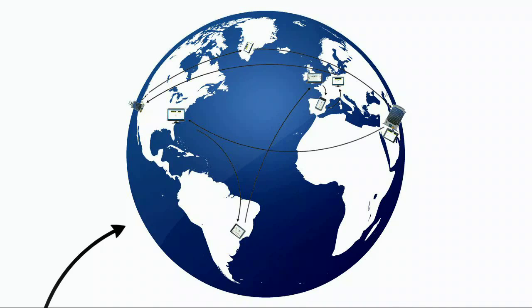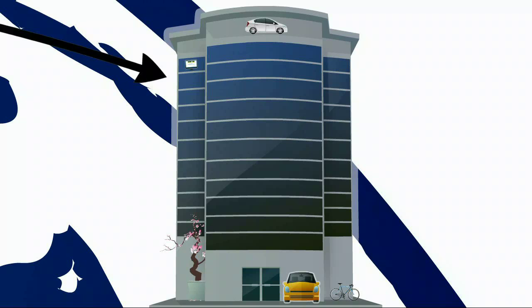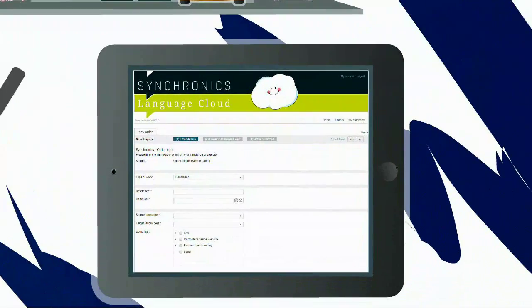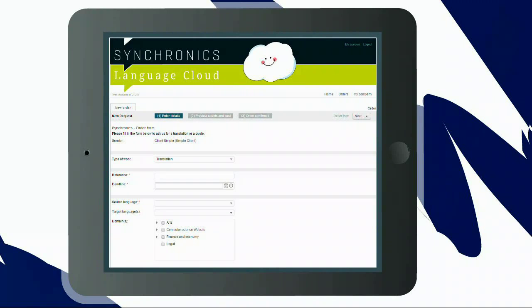The customer, who produces parts for the automotive industry, is located in Asia. The Synchronics customer portal enables him to request a translation 24 hours a day, 7 days a week, 365 days of the year. The customer highlights the languages required and specifies the subject domain. The translatable files are uploaded directly into the customer portal.